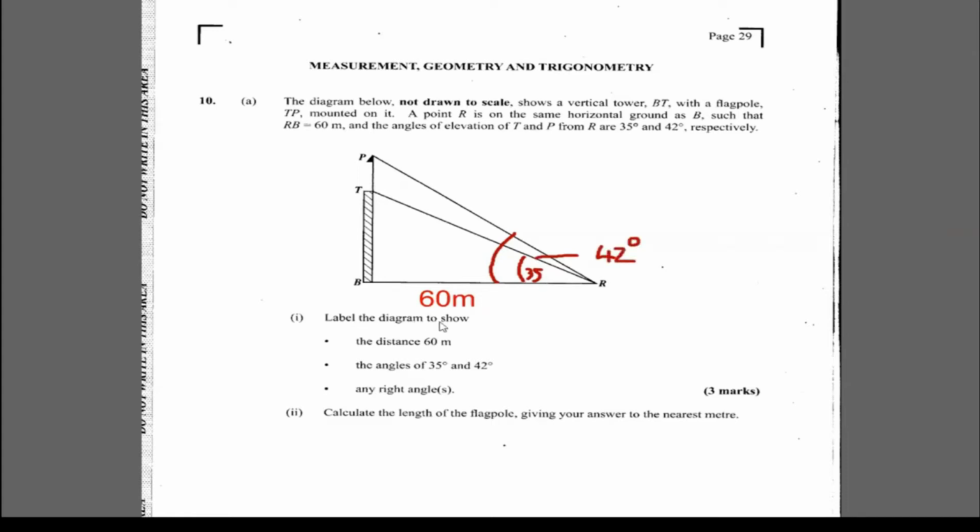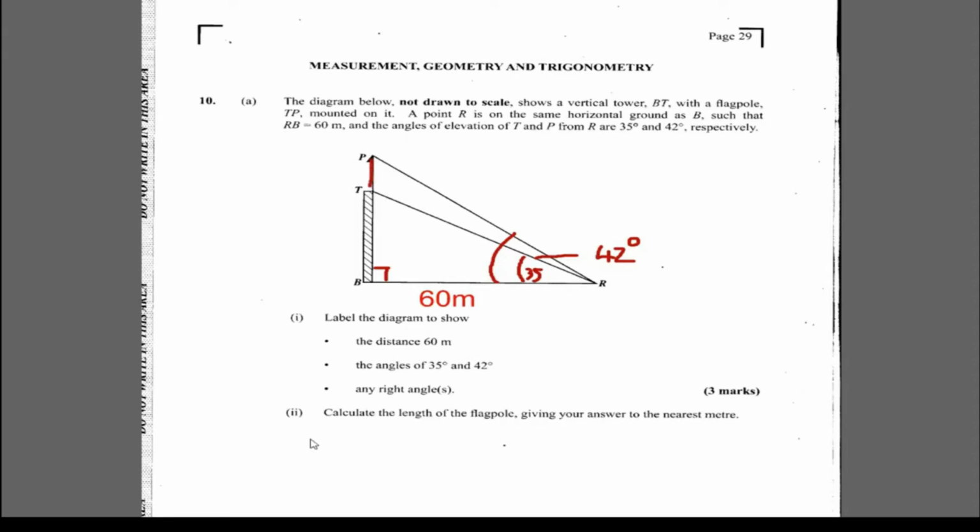There is a label to show the distance 60. The angle is 35 here, 42 here, and the right angle is here. Now it says calculate the length of the flagpole. The flagpole is TP, so I want to calculate this length.